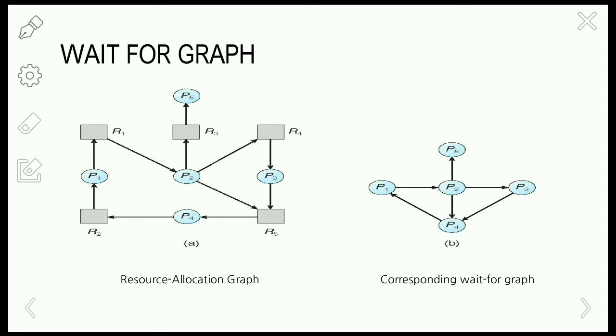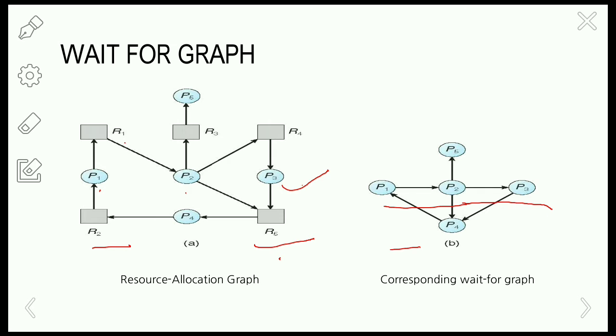So this is the wait-for graph, and this is the corresponding resource allocation graph. P1 is requesting R1 and it is holding R2. P2 is holding R1 and it is requesting R5, which is held by P3. Now this can be represented using the wait-for graph. P1 is requesting the resource which is held by P2, so an edge from P1 to P2. Then P2 is requesting the resource R5, which is held by P3, so there is an edge from P2 to P3.